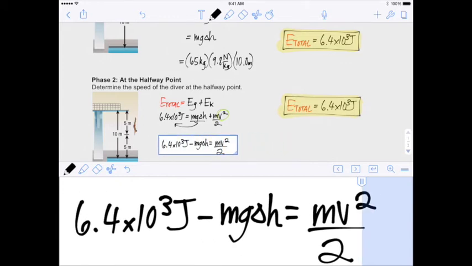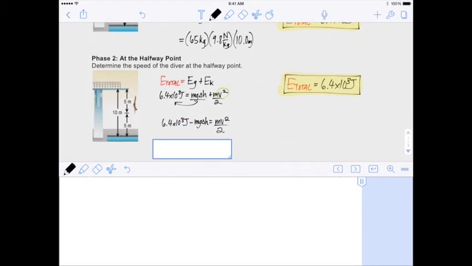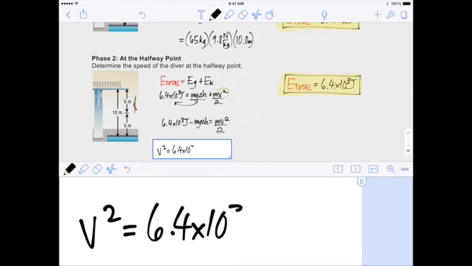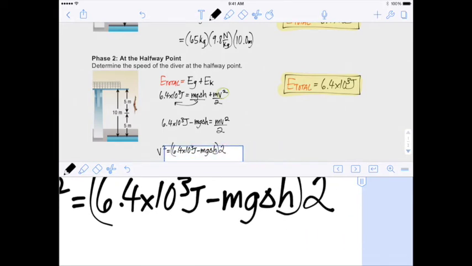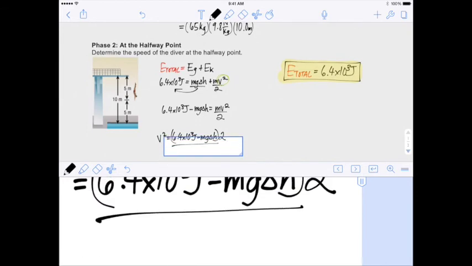Next, we will attempt to isolate that V, get it by itself. So we'll have to address the 2 in the denominator. In order to get rid of that 2, we can multiply both sides by 2. Then we'll have to get rid of the m in the numerator. In order to get rid of that m, we'll divide both sides by m. So we'll get V squared is equal to 6.4 times 10 to the power of 3 joules minus mg delta H, times 2, divided by m.